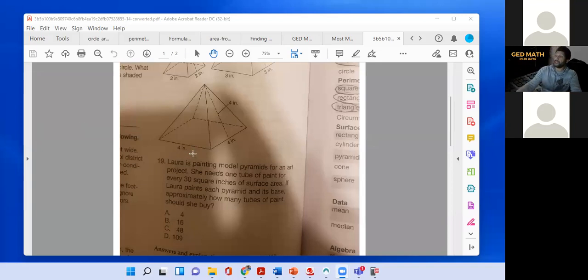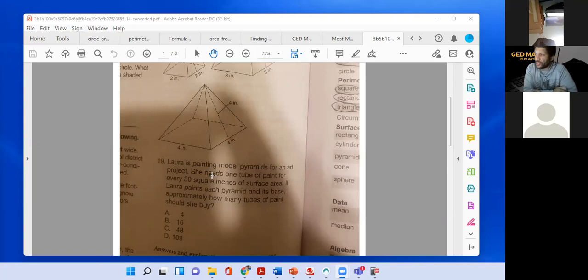So if you look on this, this is not a great picture. The person who sent it to me, question 19 says, Laura's painting model pyramids for an art project. She needs 1 tube of paint for every 30 square inches of surface area. If Laura paints each pyramid and its base, approximately how many tubes of paint should she buy? And most people look at that question and be like, where do I even start?